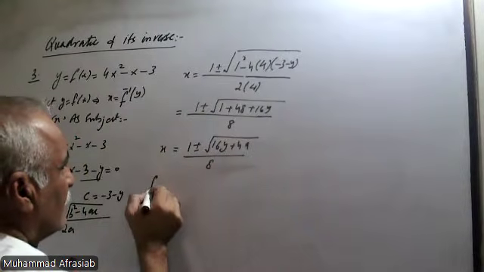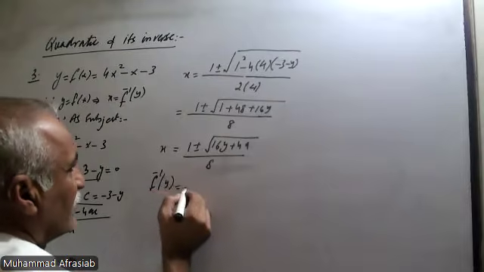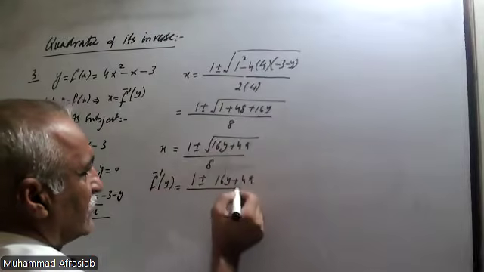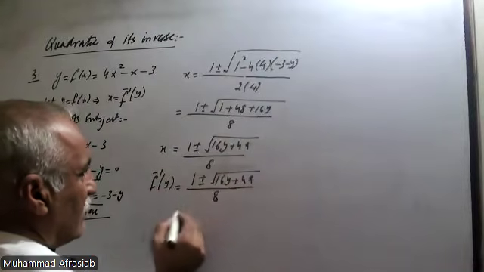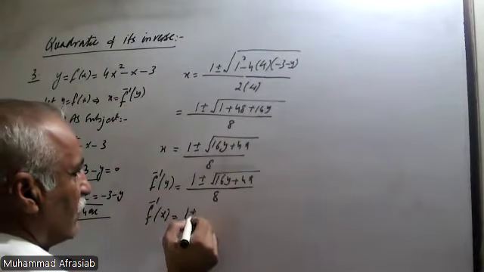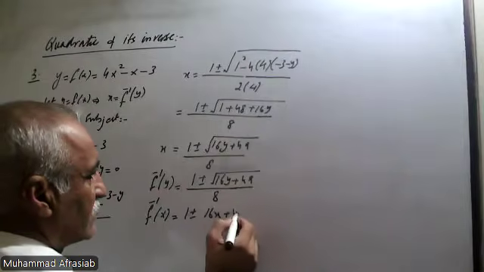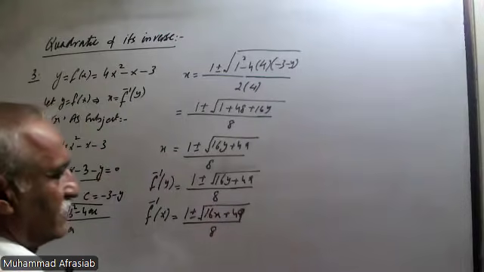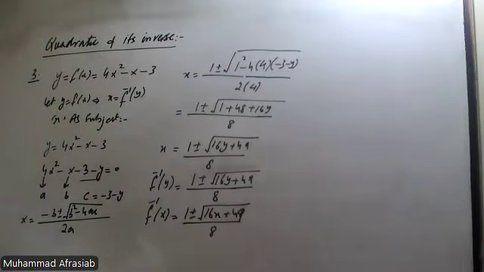But we know that x is itself equal to f inverse of y, so it should be equal to 1 plus minus square root of 16y plus 49, over 8. Now replace y with x, so f inverse of x is equal to 1 plus minus square root of 16x plus 49, over 8. So this is the inverse of that quadratic expression, where if it is more than the value of the turning point, it should be taken as plus, and if it is less than that turning point, it should be minus.